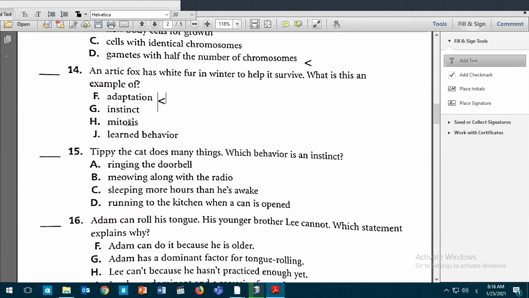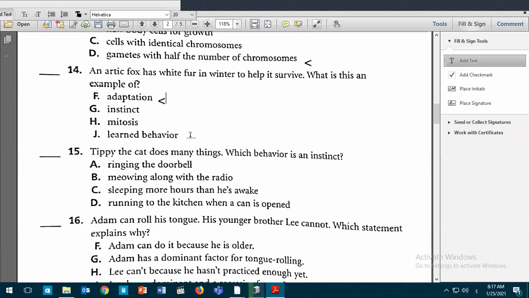So we have adaptation, instinct, mitosis, and learned behavior. And adaptation is what we mean here because it's a general word. They have white fur in the winter, though they are predators, in order to make it a lot easier to hunt their prey. So camouflage doesn't only have to be for prey, okay? It can also be for the predator to attack easier.